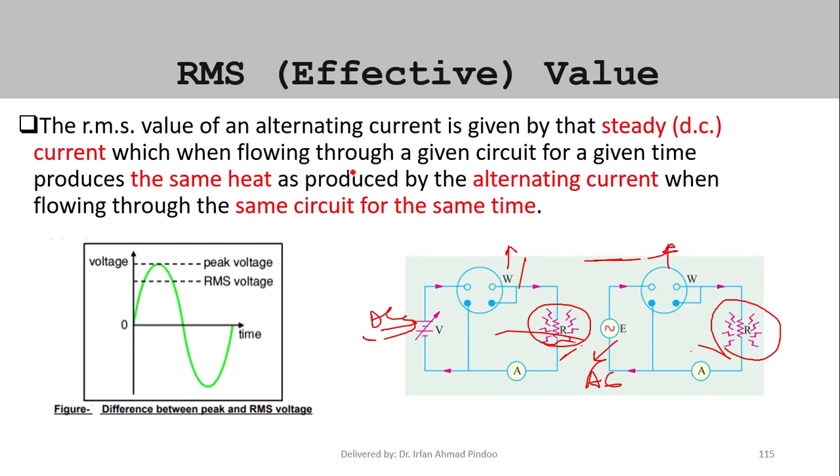And then we are saying that the RMS value of AC is given as that steady DC current. So RMS is defined in terms of DC, which when flowing through a given circuit for a given time produces the same heat as produced by the alternating current when flowing through the same circuit for the same time. So that particular value of the voltage, when the heat produced across this resistor in both circuits is exactly the same, that value of E will be counted as the RMS value. So this is the definition part theoretically.